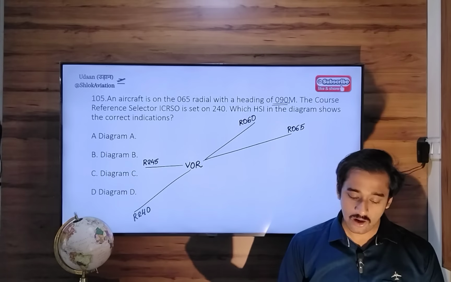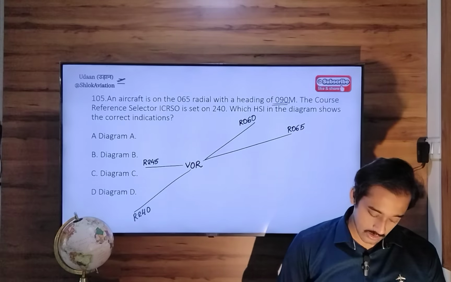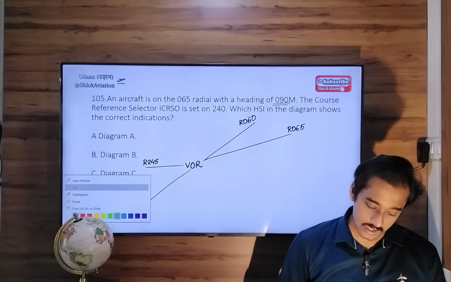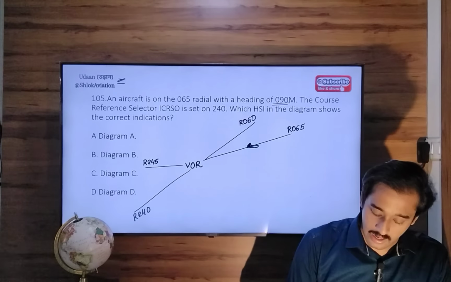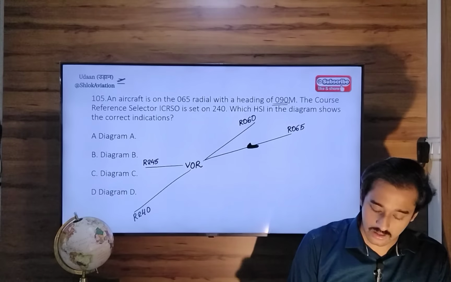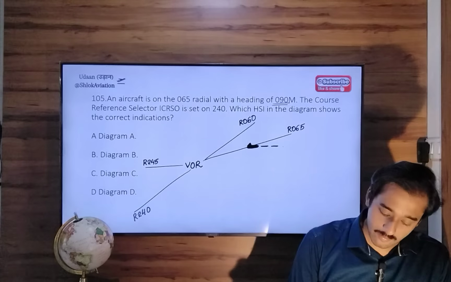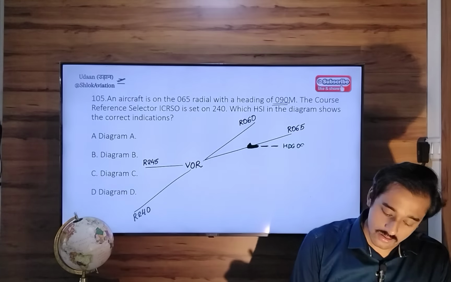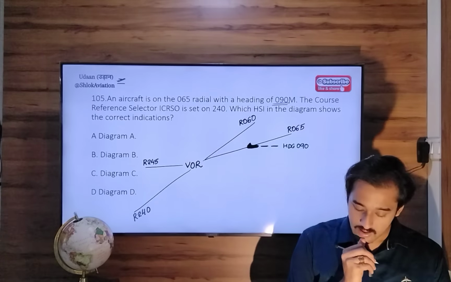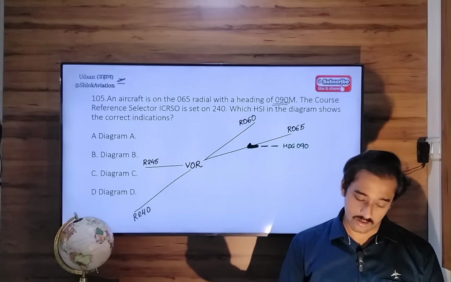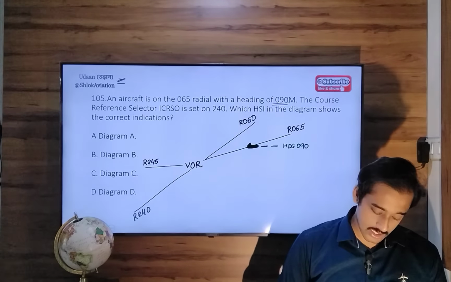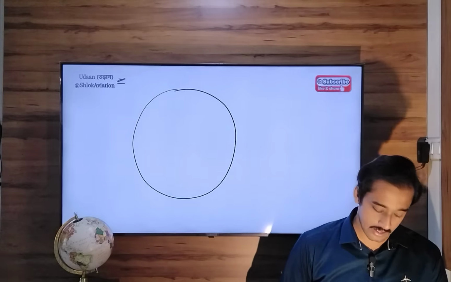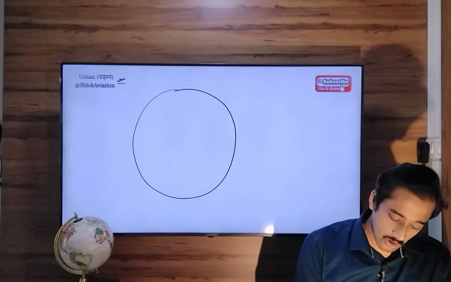Okay. Now the heading of the aircraft is 090. So that means the aircraft is on radial 065 and its heading is 090. So which HSI in the diagram shows the correct indication? Your HSI first should show a heading of 090 on the top.